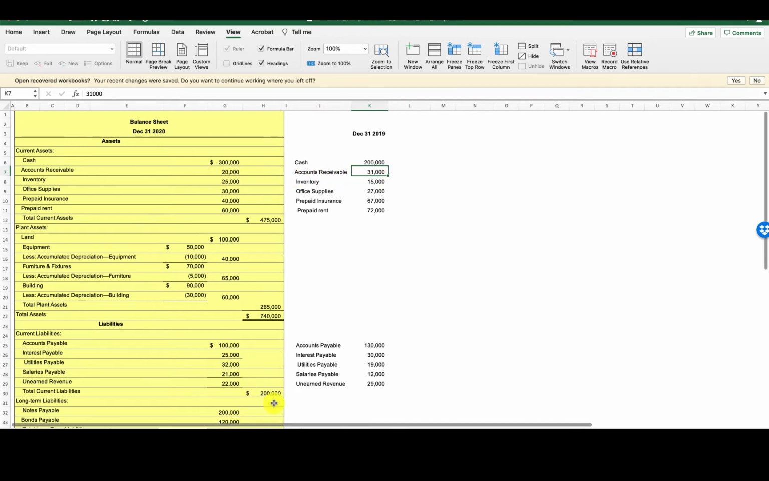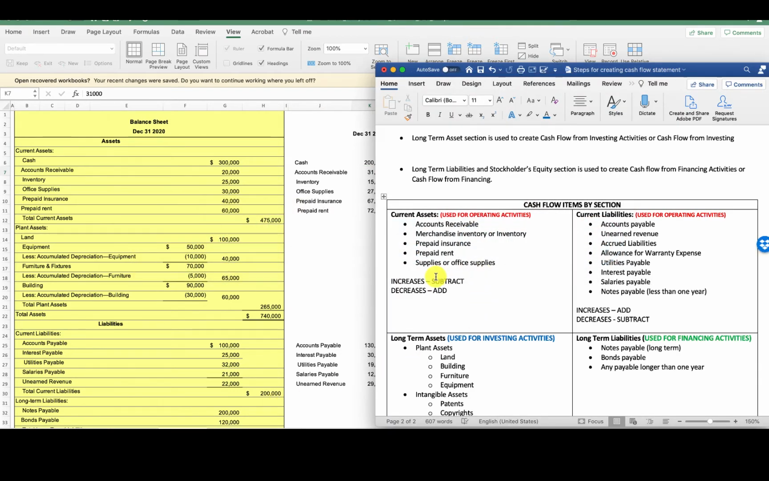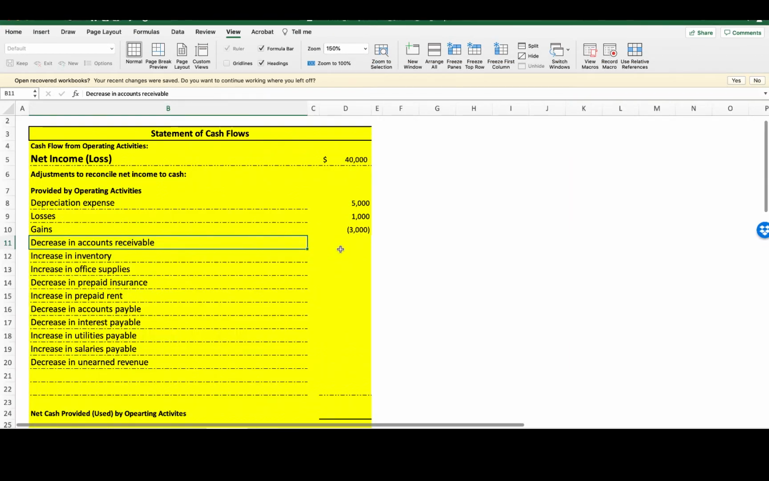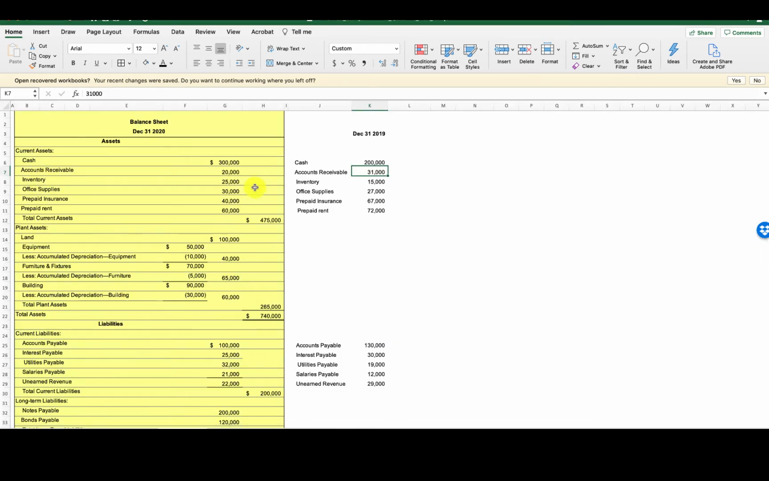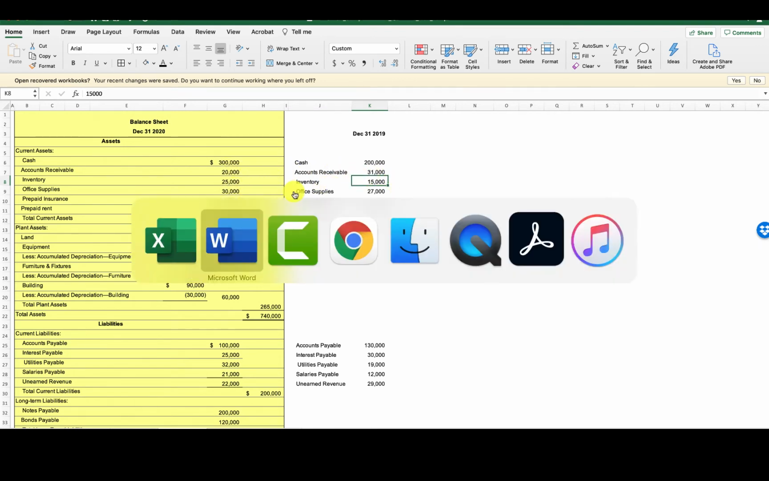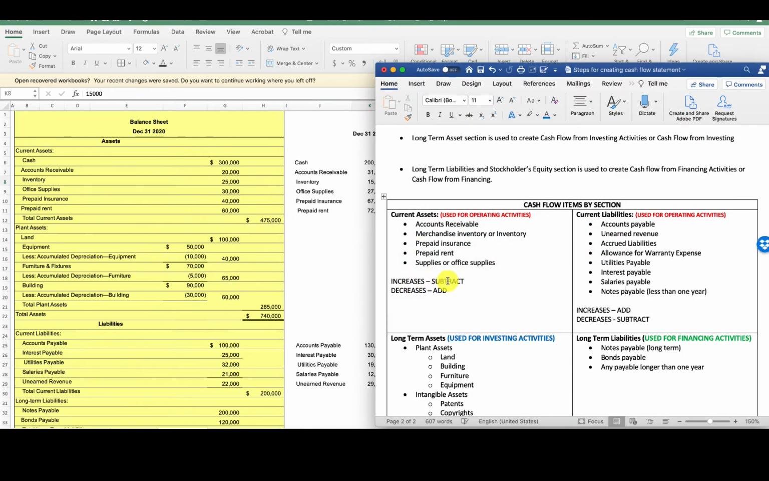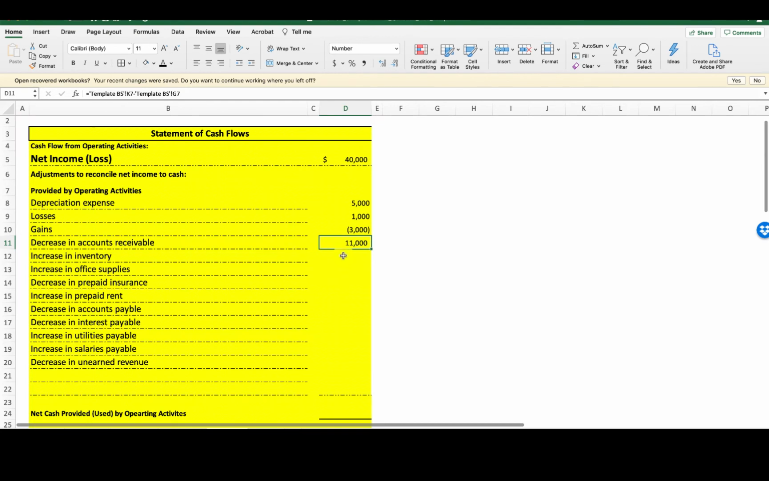So what does my rule say? It says if there's a decrease, we add. So I'm going to go to cash flow, right? It was a decrease in accounts receivable of 11,000, so I add 11,000, and that's it. That's all you have to do. Well, let's look at the other one. Inventory. So inventory was 25,000 in 2020. It was 15,000 in 2019. So we went from 15,000 to 25,000. That was an increase of 10,000. I take the difference between these two. What does my rule say? When we have an increase, we subtract. So I go to my cash flow statement, and I'm going to minus 10,000.